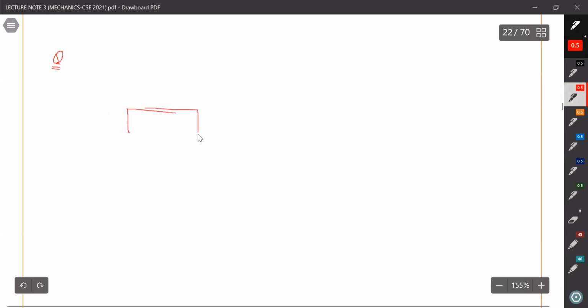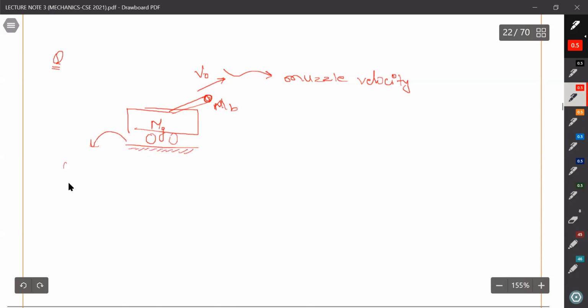Suppose we have a gun here and a bullet is fired. This is the mass of the gun, mg, and this is the mass of the bullet, mb, and v naught is the muzzle velocity. This is on this track, and this track is frictionless. And this angle theta is given.